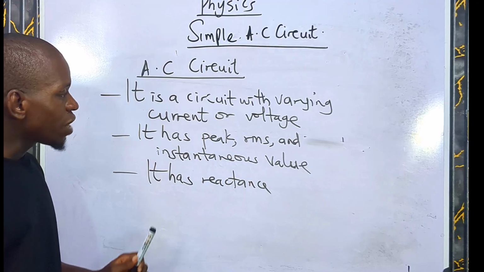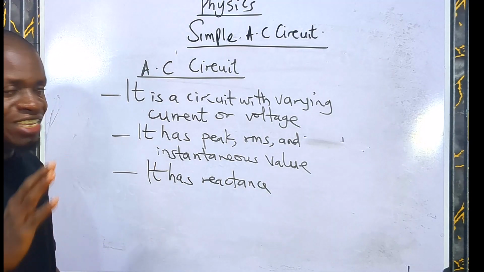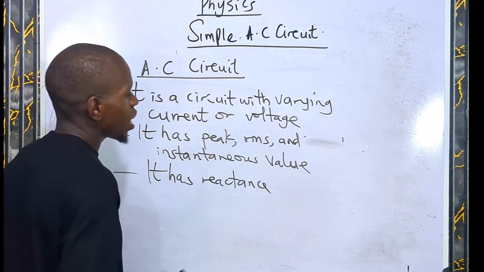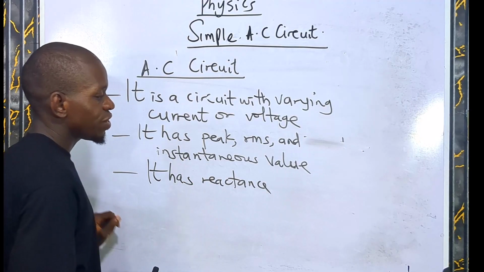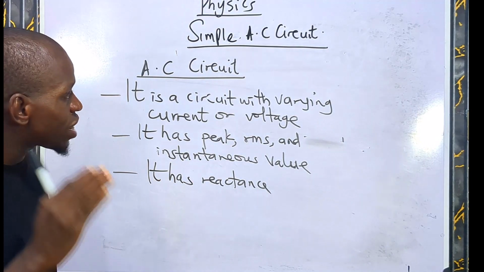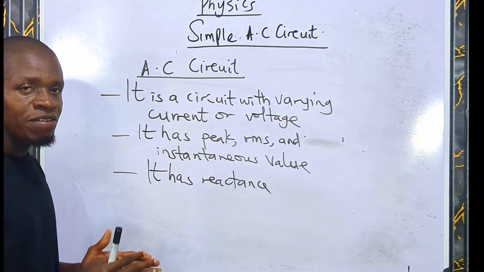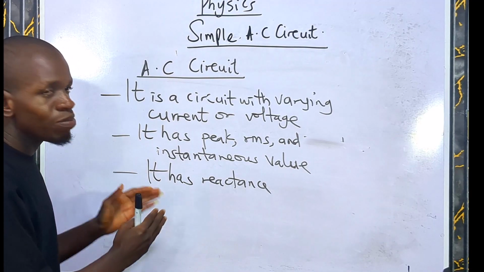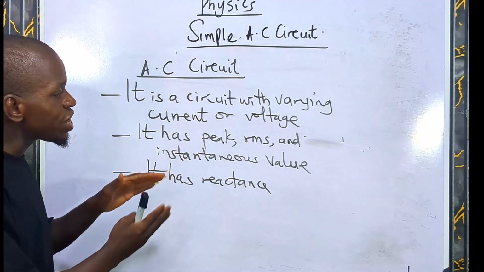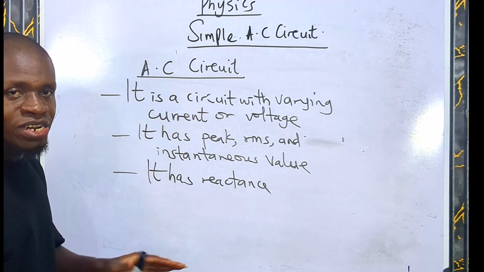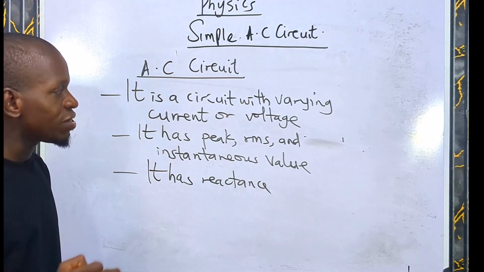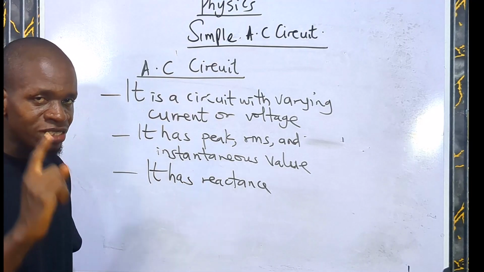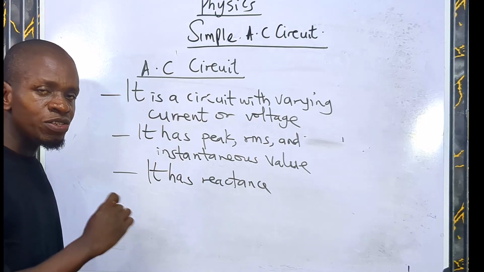So the examiner expects you to know how to calculate the peak value, the RMS value, and the instantaneous value. But before then, remember I told you that alternating current has frequency. In terms of this alternating current circuit, I am going to start from the beginning and show you each of the things you are expected to know, one after the other. Keep watching this video and keep listening, because you're going to get every detail you need to know in alternating current circuits. By the time this class ends, you'll be able to solve these questions very well.